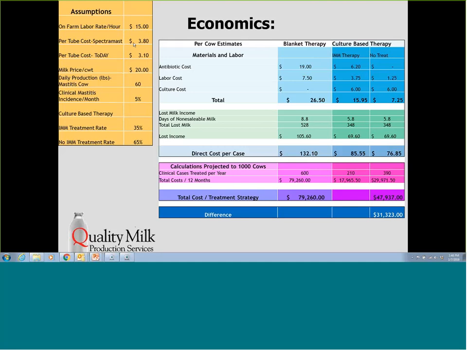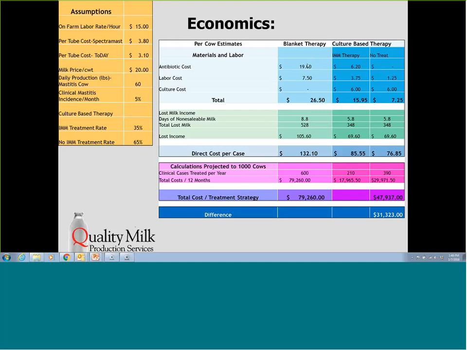1 tube of Spectramast is going to cost us $3.80. A tube of Today, $3.10. We built this when milk was 20 bucks a hundredweight. It's not anymore, unfortunately, but we'll do some sensitivity analysis on this. Mastitic cows making 60 pounds a day, and at this dairy, they were running about 5% clinical incidence per month. Okay, and then the culture-based group, intramammary therapy was 35% got treated and 65% didn't. Remember, it was 100% treatment for those in the blanket therapy group.